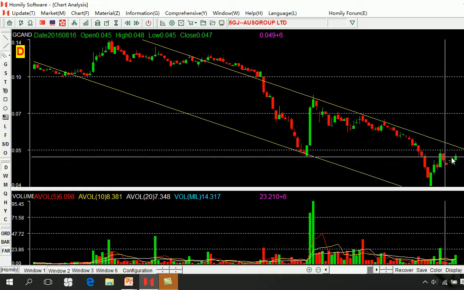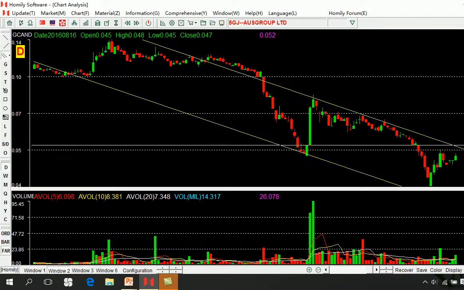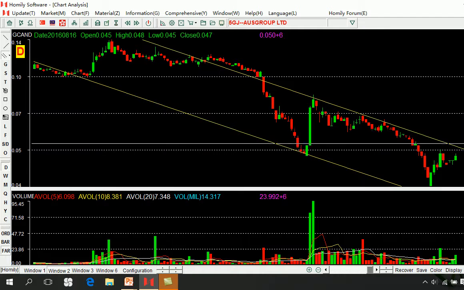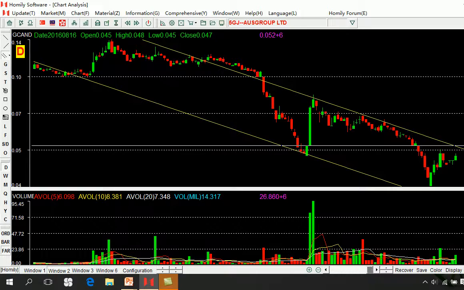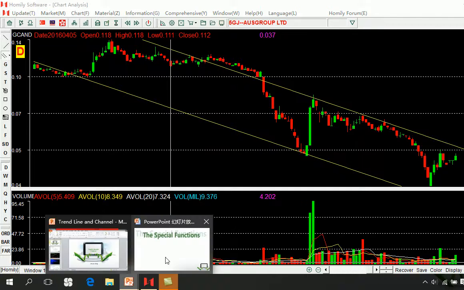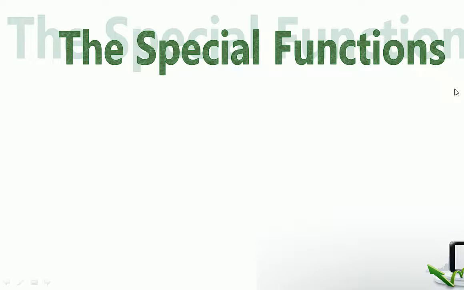But if the price can upward break through the trend line, which means here you have a chance to get in. For now, you can pay more attention, okay? So this is for the trend line. The next one, we learn the special functions.